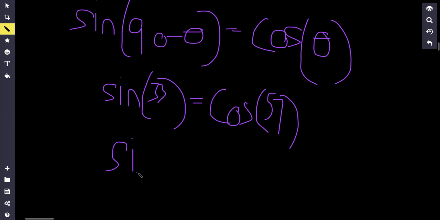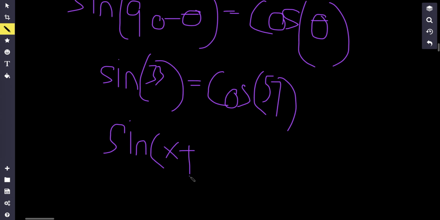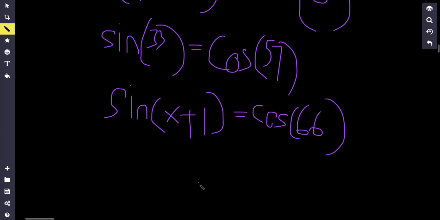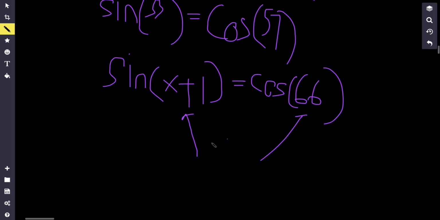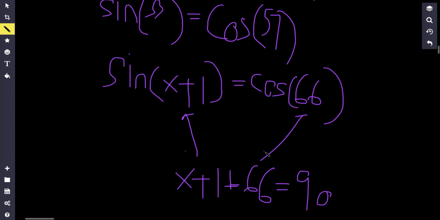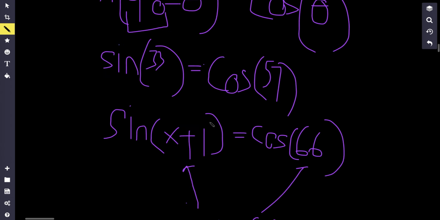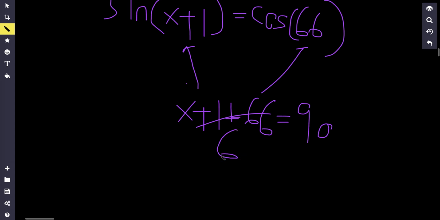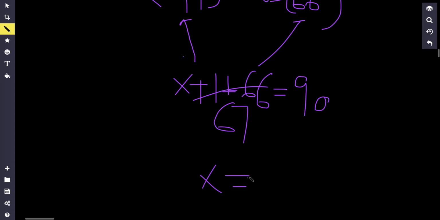So let me give you a quick practice problem. If I have sine of (x + 1) is equal to cosine of 66, how would I solve this? Well, I would just add the inside values of the functions. So x plus 1 plus 66, I add the inside values, and I set it to 90, right? Because that's the trig identity. You're supposed to set it to 90 degrees. So now this is x plus 67 equals 90, and after that you get x is equal to 23.